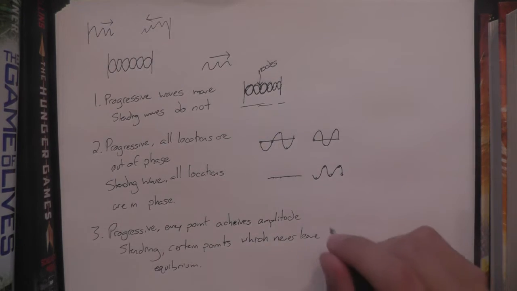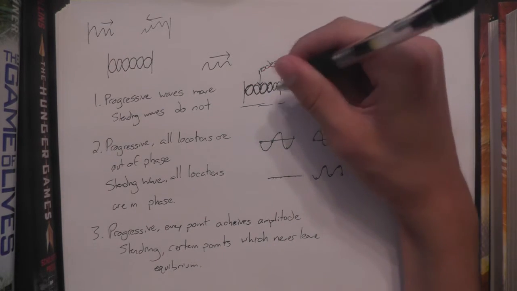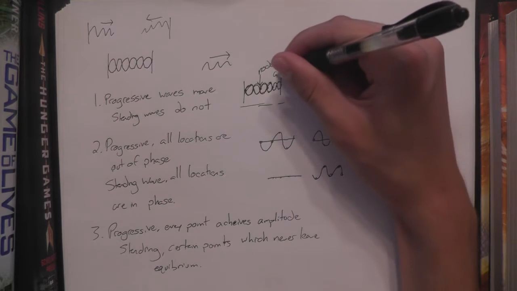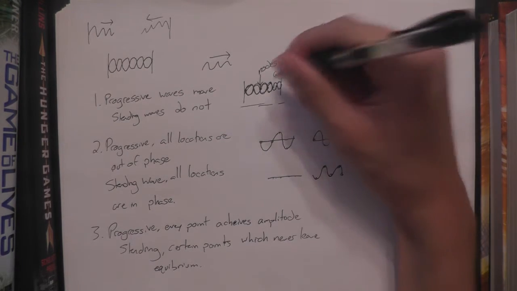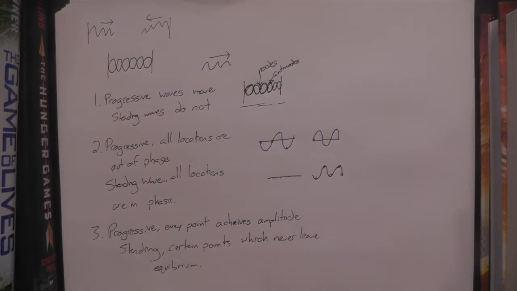Nodes are the points that never leave equilibrium. However, these points up here will never reach equilibrium, will they? And we call those antinodes. And those are the key features that are coupled with standing waves there.